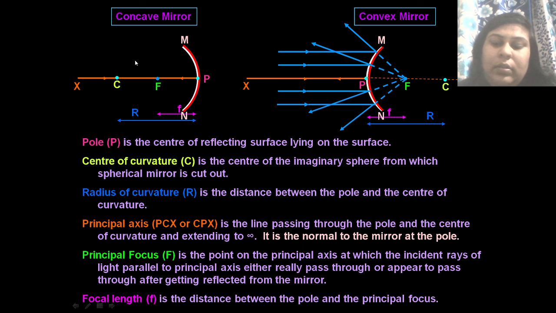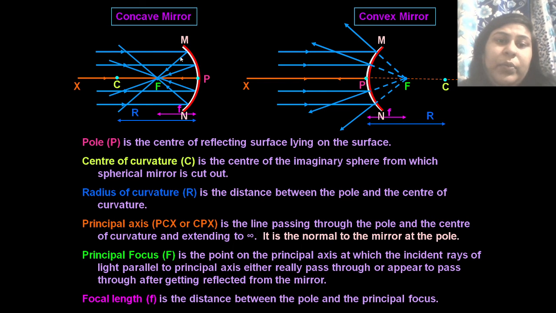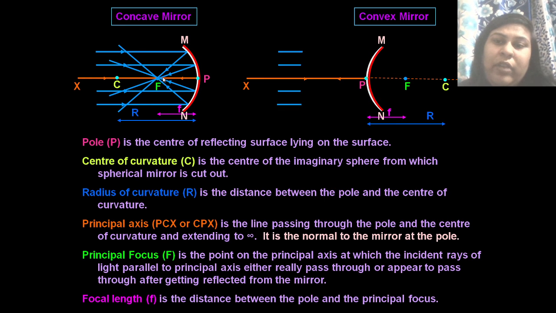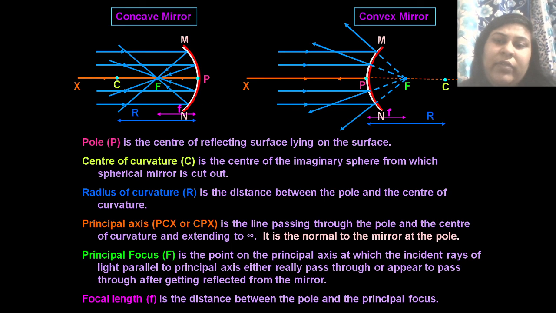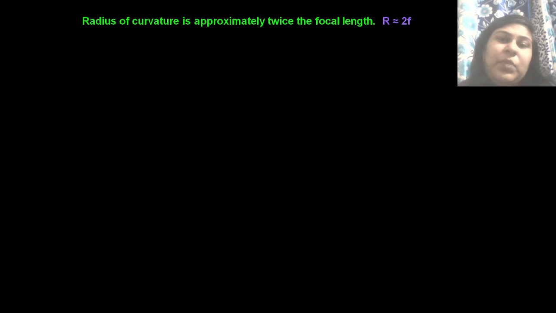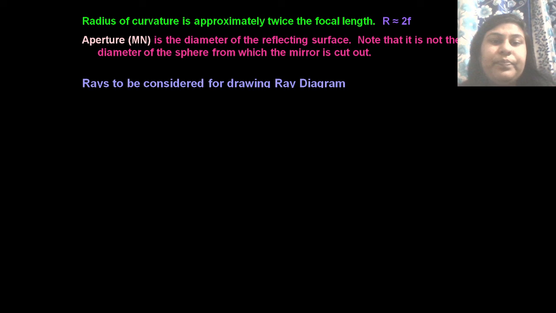All the light rays that come parallel to the principal axis go through a point on the principal axis; they actually meet at a point. That's why the concave mirror is also known as the converging mirror, because the light rays converge after reflection. In the convex mirror, you can see the light rays diverge, so the convex mirror is known as the diverging mirror. The relationship between radius of curvature and focal length is that the radius of curvature is approximately twice the focal length. And I already explained aperture.